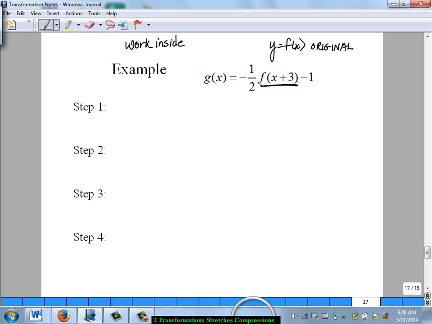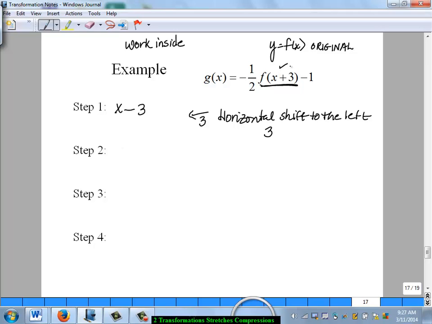Okay? So first of all, I'm working inside out. What I mean by that is, work by the parentheses. And I see that I've changed my x's, or my inside, plus 3. So really what I've done is subtract 3 from my x's because it's opposite, which means, what did I do? I shifted it to the left by 3. So it's a horizontal shift to the left 3.